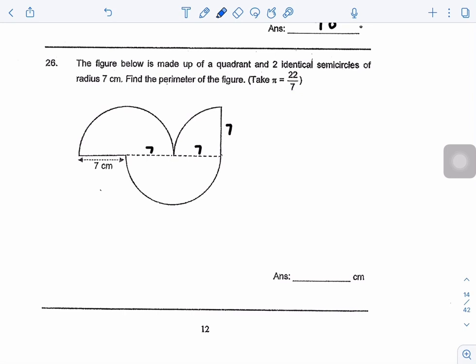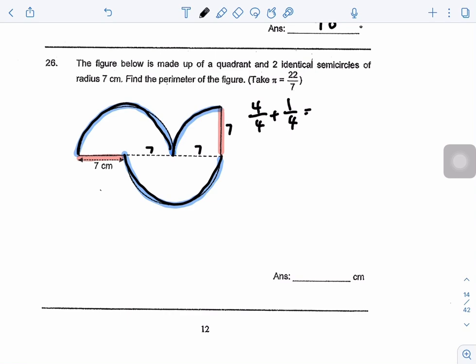Perimeter of the figure will be here and here and here, as well as these 2 7s here. So let's find the rounded sides first. Okay, this part is a semicircle and a semicircle, which means this is a full circle and 1 quadrant. A full circle and 1 quadrant is 5/4 of a circle. I'm trying to find 5/4 of a circle.